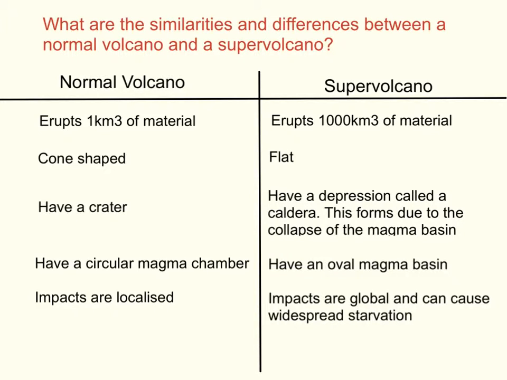A normal volcano is cone-shaped. A supervolcano is flat. A normal volcano has a crater. A supervolcano has a depression called a caldera, and this forms as a result of the magma basin collapsing. A normal volcano has a circular magma chamber. A supervolcano has an oval magma basin. A normal volcano, when it erupts, its impacts are usually localised, affecting the people that live in that country or more immediate area. A supervolcano, its impacts are global and could potentially cause widespread starvation.